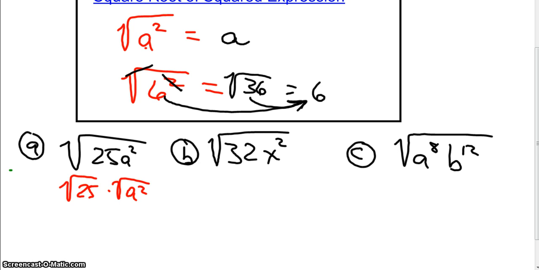So what is the square root of 25, Sophia? 5. 5, and the square root of a squared? A. A. So there it is, 5a. So we're dealing with each piece, okay?